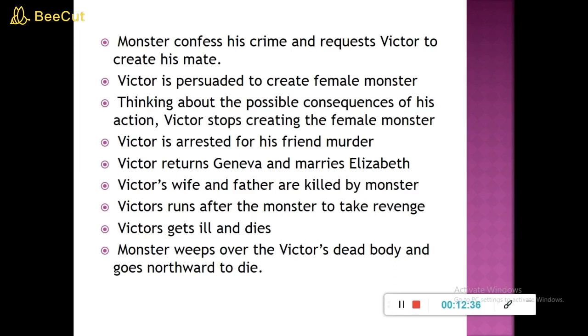After some time, the monster comes and looks at the dead body of Victor Frankenstein. He weeps over the dead body, saying that Victor Frankenstein was the only person to whom he used to talk. Now to whom will he talk? And he says that he will end his life. The monster goes northward to die. This is the summary of the novel Frankenstein.